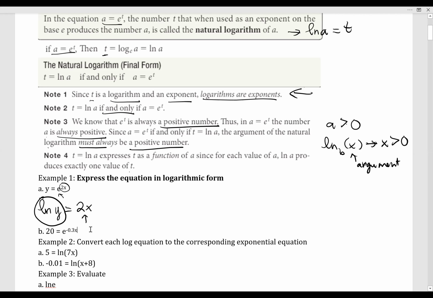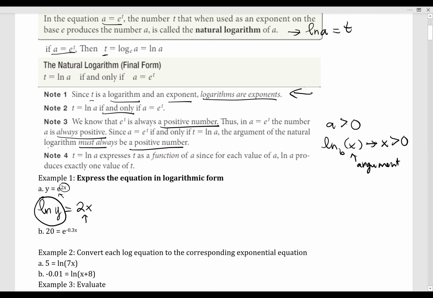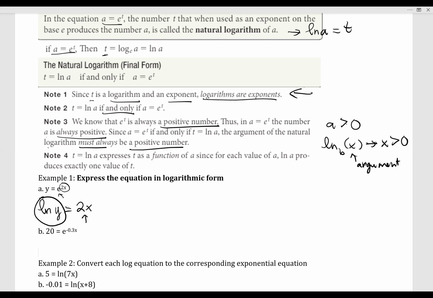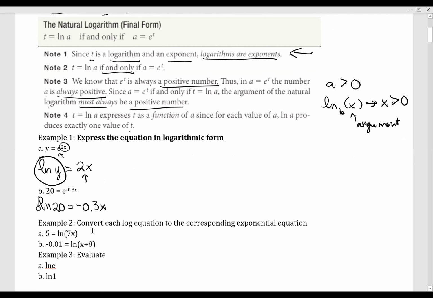Similarly, for problem B, you can pause my video for 1 minute and try to do it by yourself. But I will give you the answer now. It's going to be ln, because the base here is e, right? So ln of 20 equals the exponent, which is negative 0.3x. Okay, let's move on.